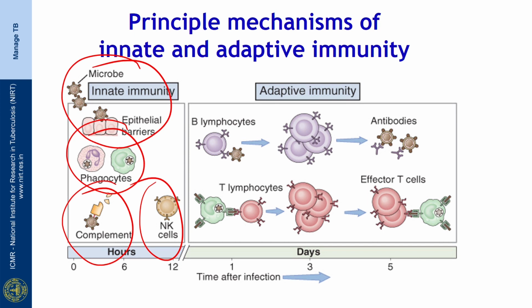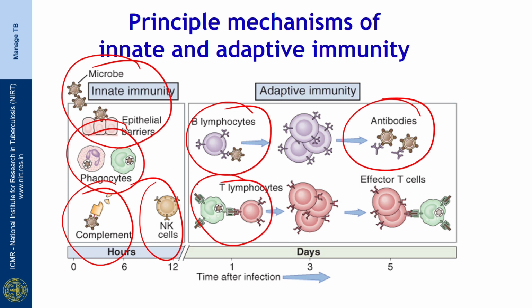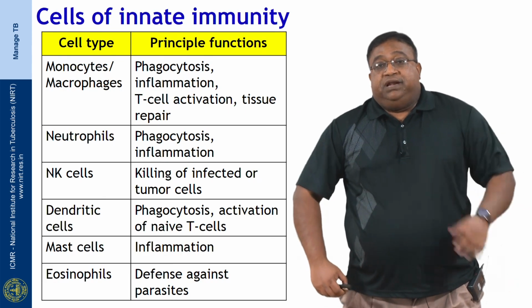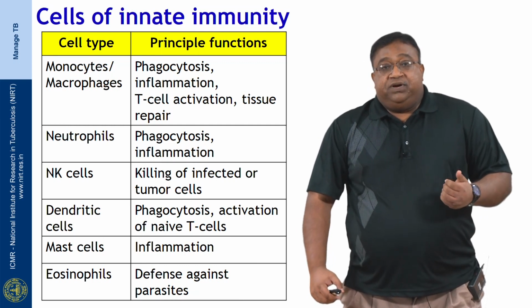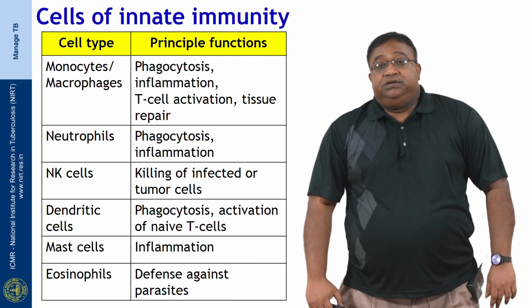And finally, natural killer cells, as their name suggests, can kill infected cells and also form an important component of the innate immune response. In terms of adaptive immunity, B lymphocytes, upon encounter with antigen, can expand and differentiate and lead to plasma cells, which then produce antibodies, which are the hallmark of the humoral immune response. While T lymphocytes, upon encounter with antigen, can expand and differentiate and form effector T cells, which then mediate the cell-mediated immune response.